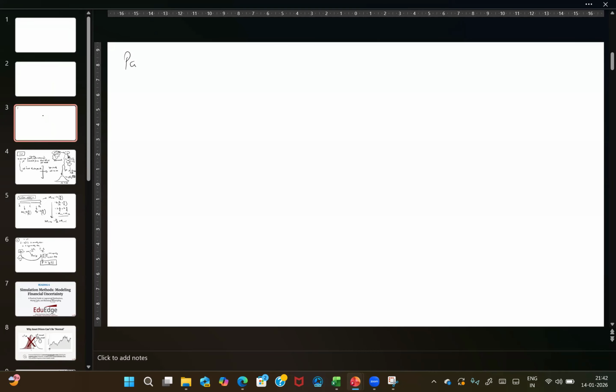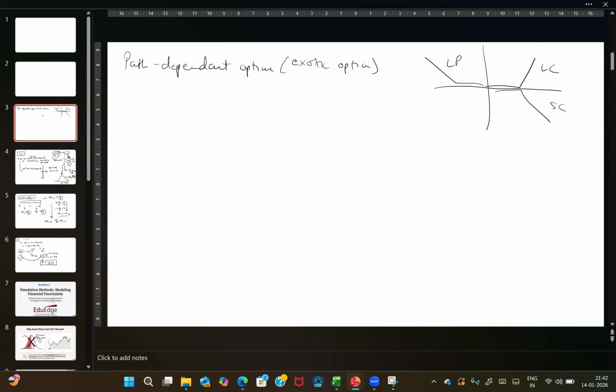Okay, so step back, what is a path dependent option? A path dependent option is basically an example of an exotic option, which does not fall into the category of your long call, long put, short call, short put, right? It has different features which make it exotic. An example of a path dependent option is the Asian option. So what is an Asian option?